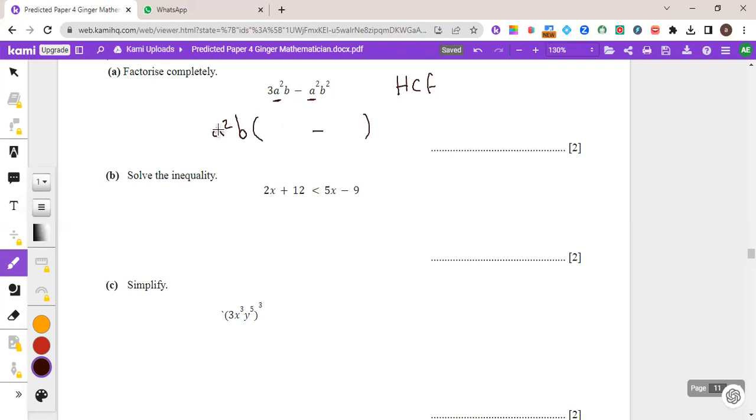Then you divide 3a squared b by a squared b. What is the answer? 3. Actually, a squared with a squared, b with b. So you mix it over with 3. And the next one? b. 3 minus b. If you want to check, multiply, expand again, you get the same answer. So a squared b, open parentheses, 3 minus b.